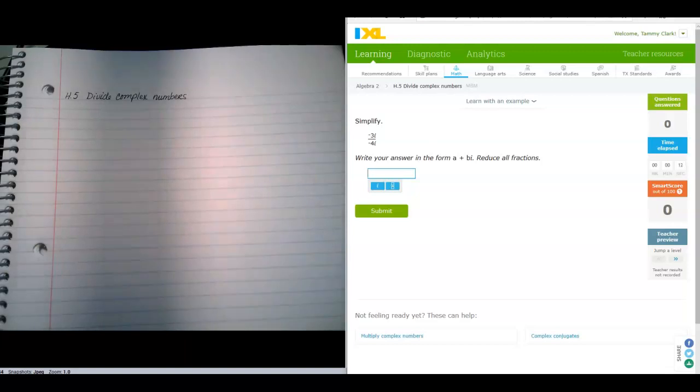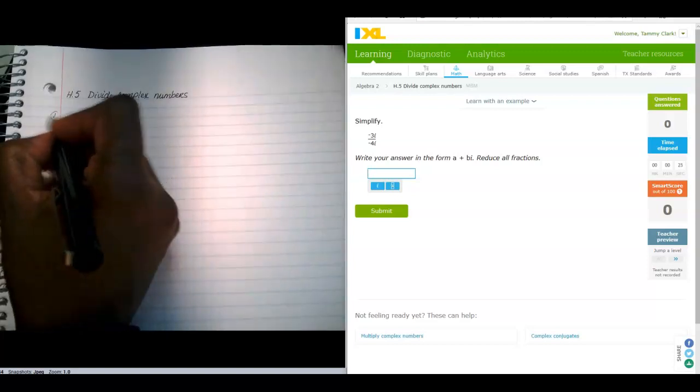All right, so now we are going to look at dividing complex numbers. We're just asked to simplify and write our terms in a plus bi form, and remember to reduce all fractions. So let's go ahead and start with number 1.